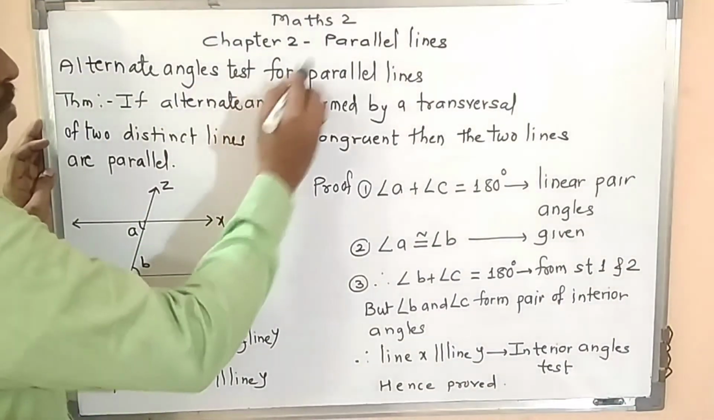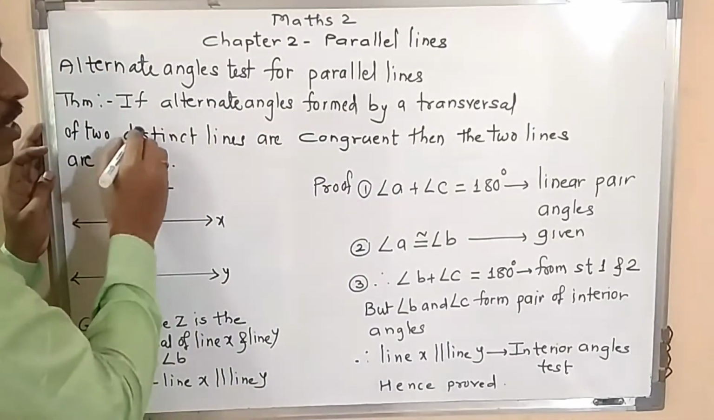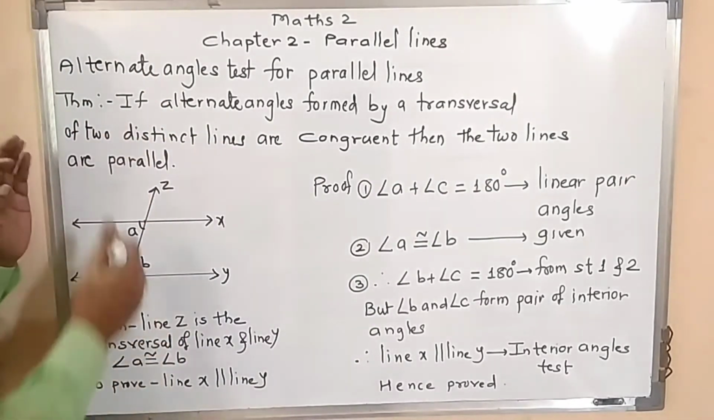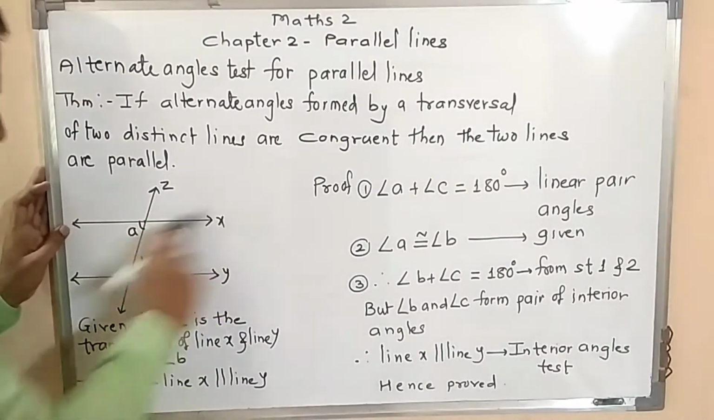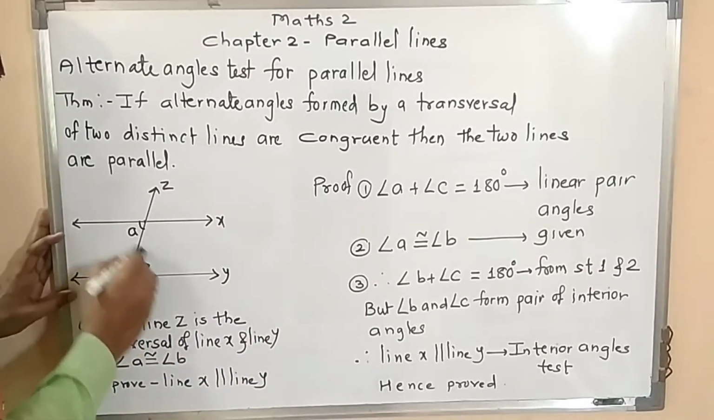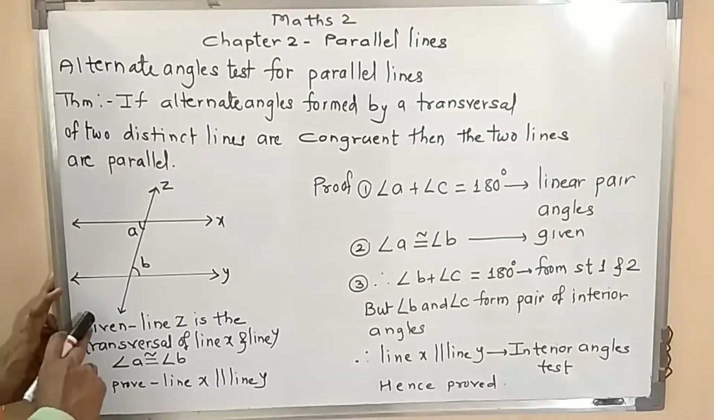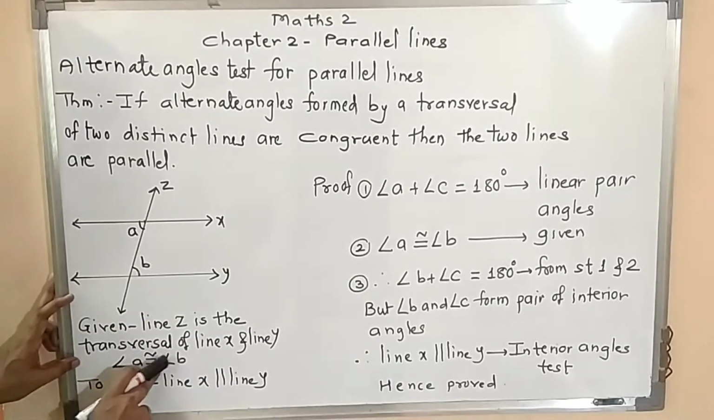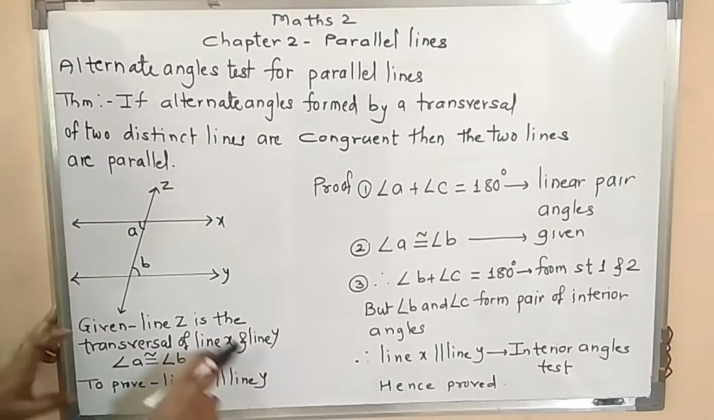Alternate angles test for parallel lines. Theorem: if alternate angles formed by a transversal of two distinct lines are congruent, then the two lines are parallel. It means if alternate angles are congruent, I have to prove the lines are parallel. Here, given line X and line Y, two distinct lines. Line Z is the transversal, angles A and B form a Z shape, therefore they are alternate angles which are congruent. So the given part is line Z is the transversal of lines X and Y, angle A is congruent to angle B. What I have to prove? Line X is parallel to line Y.